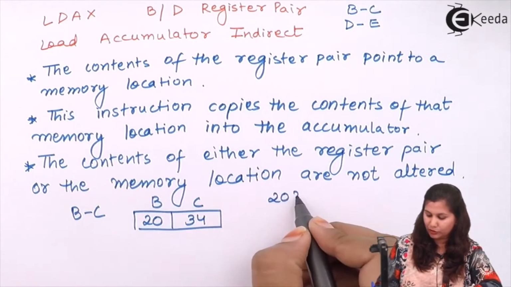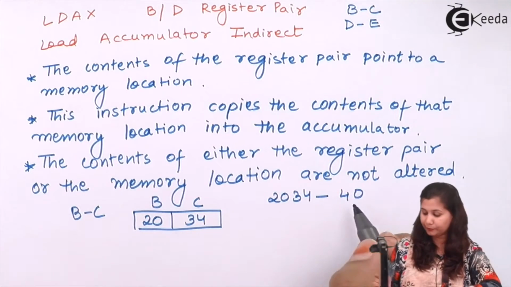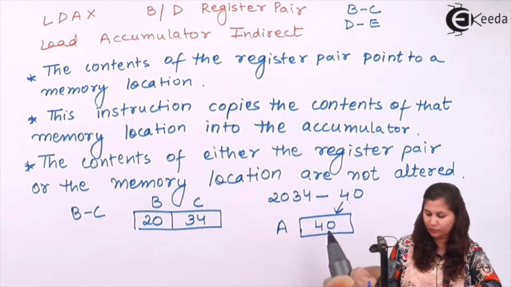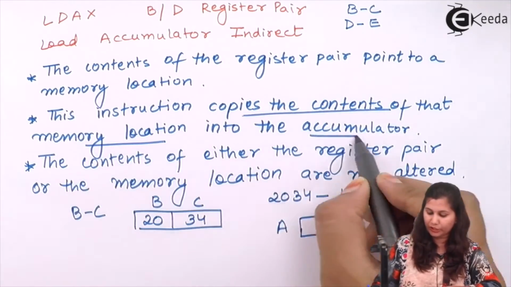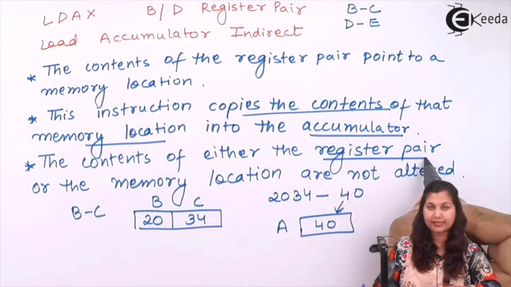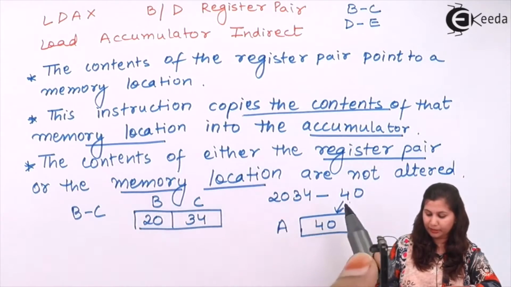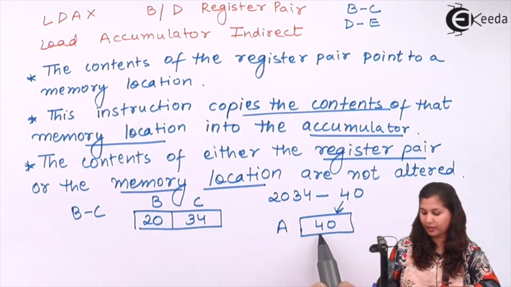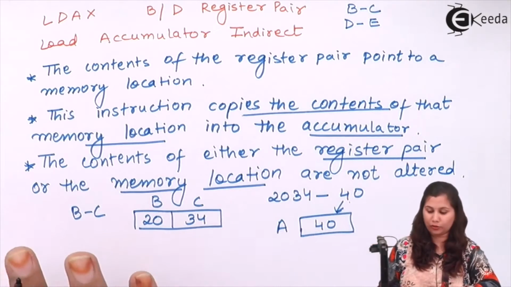Now at this memory location 2034 a number is being stored. Suppose the number 40 is stored there. So this number will be copied into the accumulator. So 40 gets copied into the accumulator. Now one thing we have to note: the contents of the register pair, which is the memory location, and the contents of the memory location, which is 40, are both not changed. Only the accumulator is having that number as well.